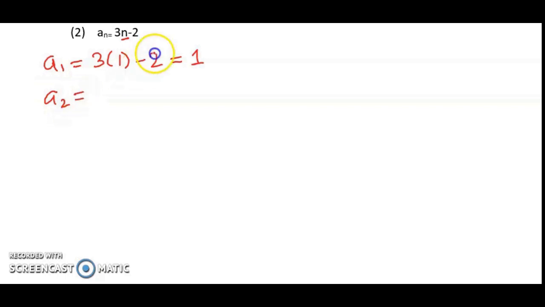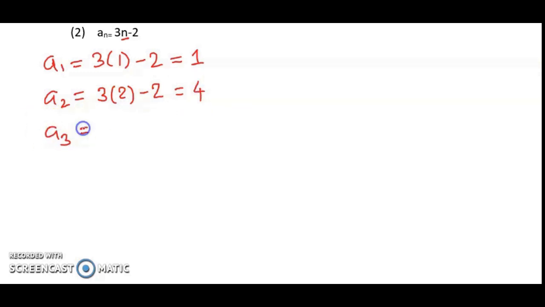same type of problem. So here if you want to find out the list of numbers, to find out the first number a1, we will put 1 in place of n here, so 3 multiplied by 1 minus 2, so we will get the first number 3 minus 2, that is 1. Same way to find out the a2, we will put 2 in place of n here, so we will get 3 multiplied by 2 minus 2, so we will get 6 minus 2 is 4.